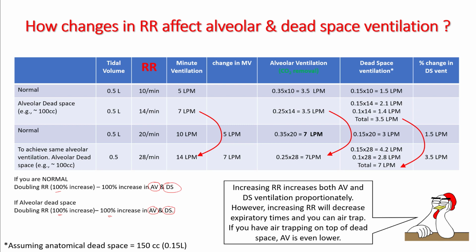However, one of the things that you have to remember is when you increase the respiratory rate, you're going to decrease the expiratory time. And if you have alveoli with long time constants, such as in COPD, you can start air trapping. And when you have air trapping on top of your dead space, your alveolar dead space can increase further and it can decrease your alveolar ventilation.